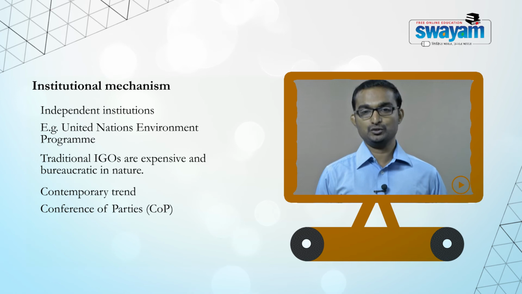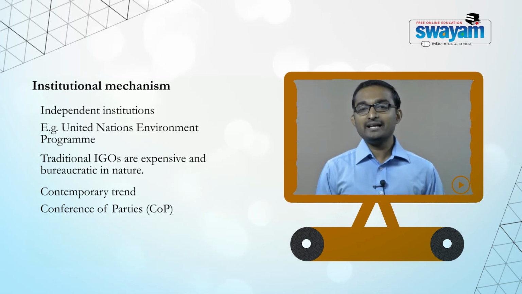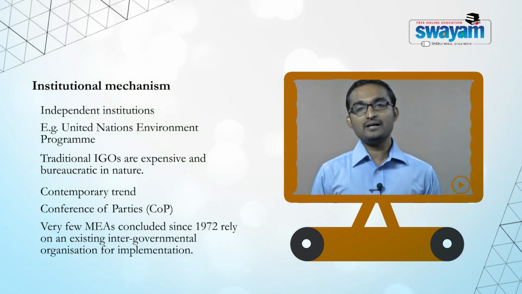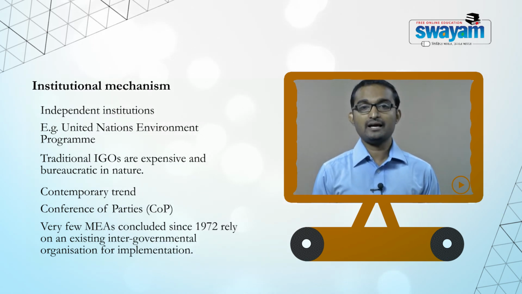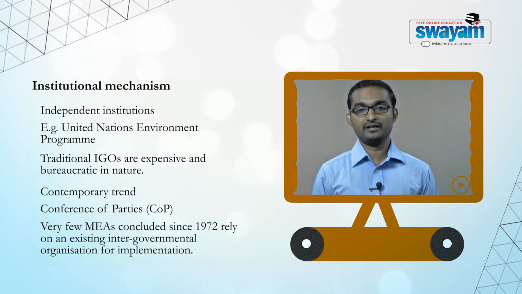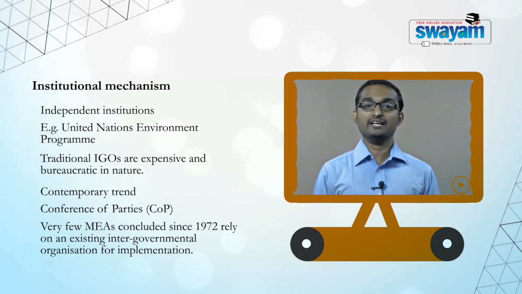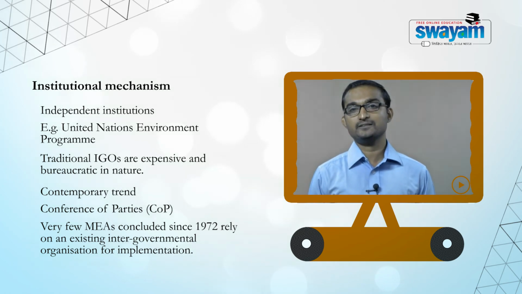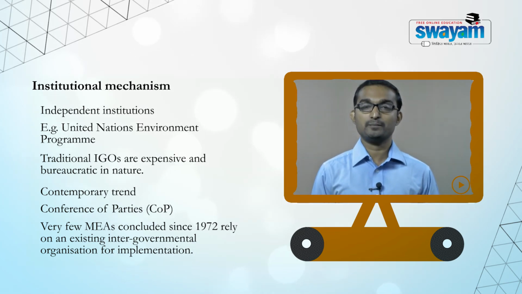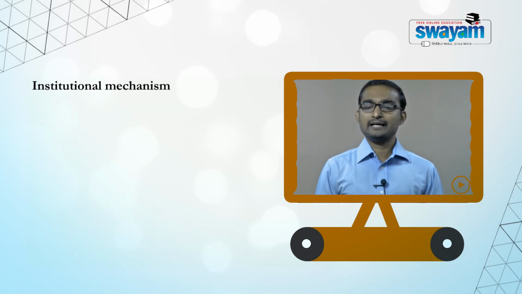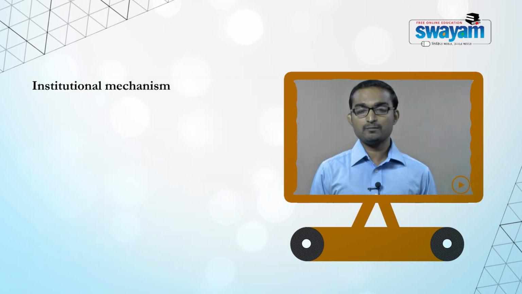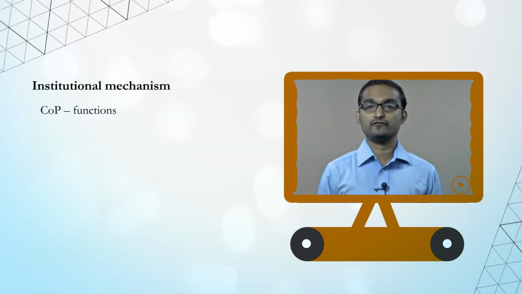And to highlight another point, there are very few multilateral environmental agreements concluded since 1972 that rely on an existing intergovernmental organization for their implementation. Instead, they all follow this idea of the conference of parties as an institutional mechanism for the implementation of that particular multilateral environmental agreement. Let me highlight some of these functions of this conference of parties.